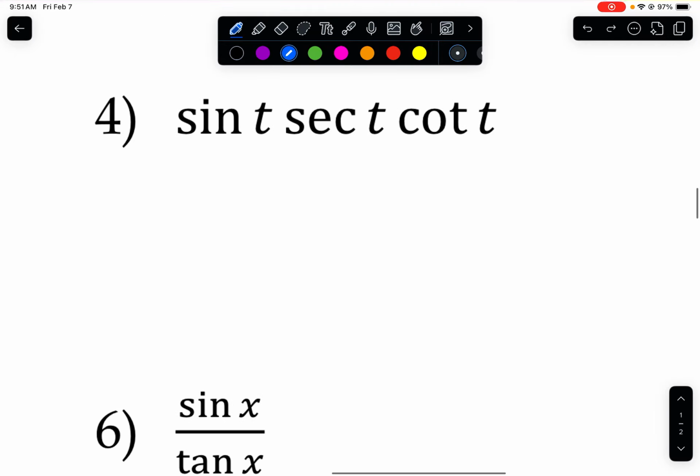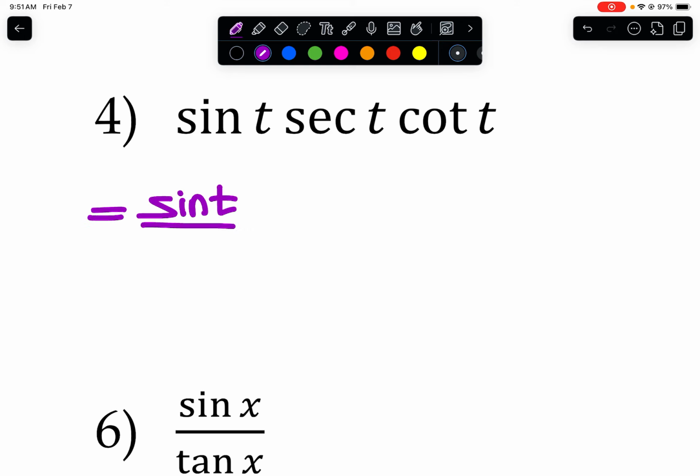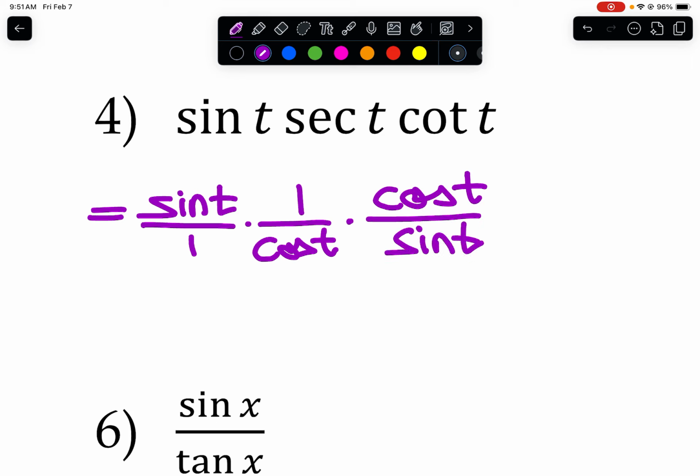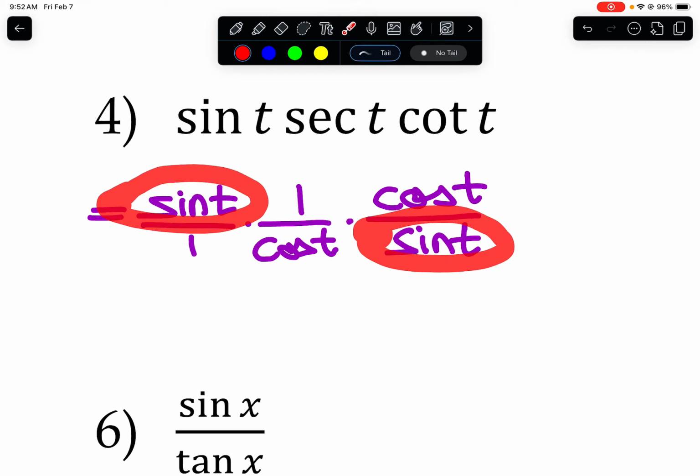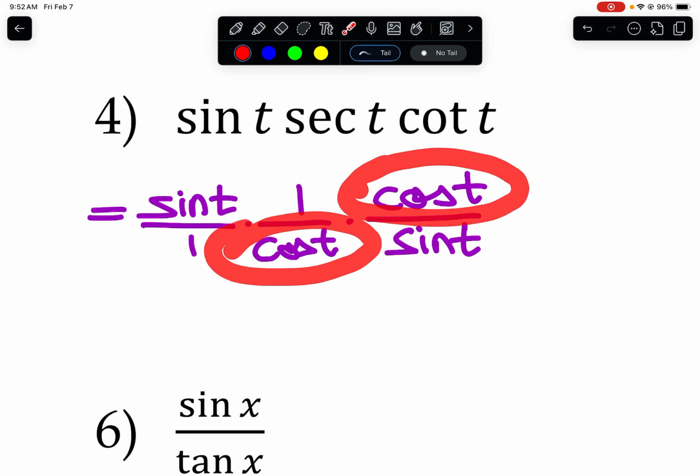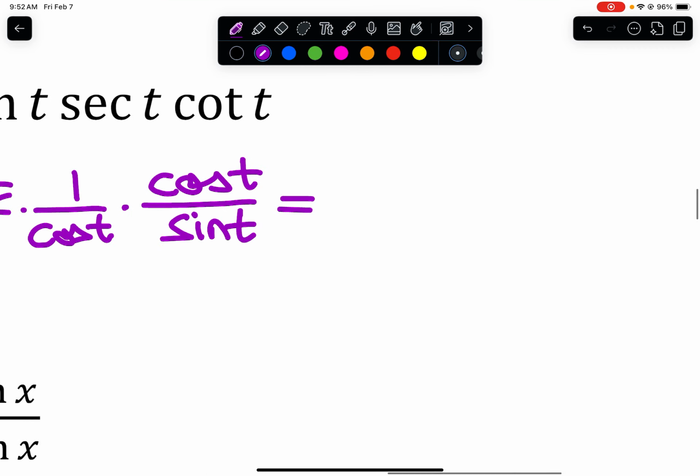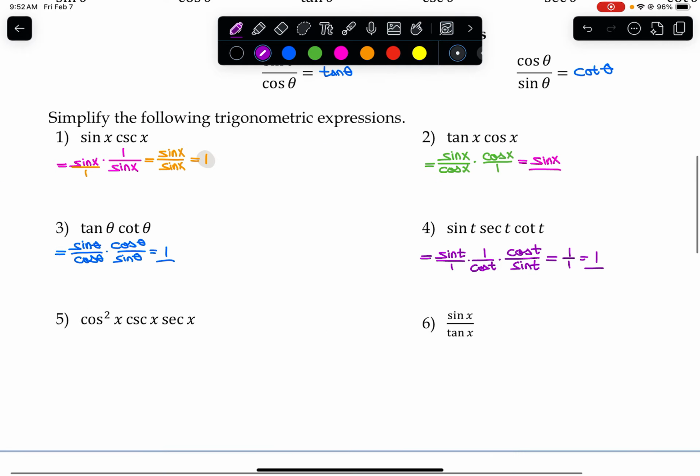Now looking at number 4, we've got sine t times secant t times cotangent t. Over here, I'm going to leave the sine t alone. I'll write it over 1 so we can clearly see our fractions. Secant is going to be 1 over cosine t. And then cotangent is cosine t over sine t. As you can see, we have a sine t in the top and bottom, so those will cross out. And then we also have cosine t in the top and bottom, so those would cross out. So all we have left is just 1 over 1, which is 1. So, wow, 3 out of the 4 are just 1. I promise, not all of them are going to be 1.